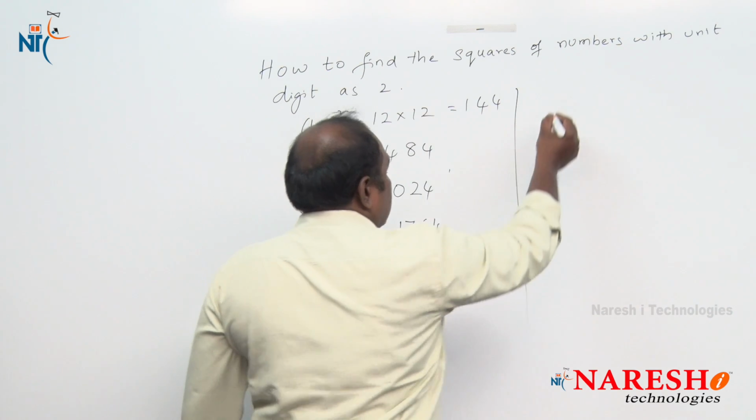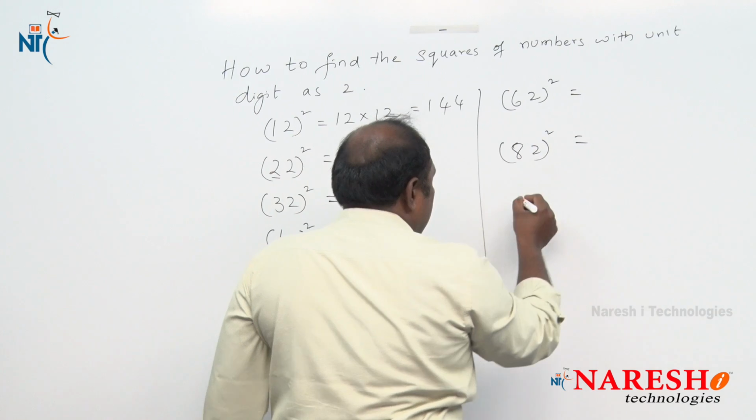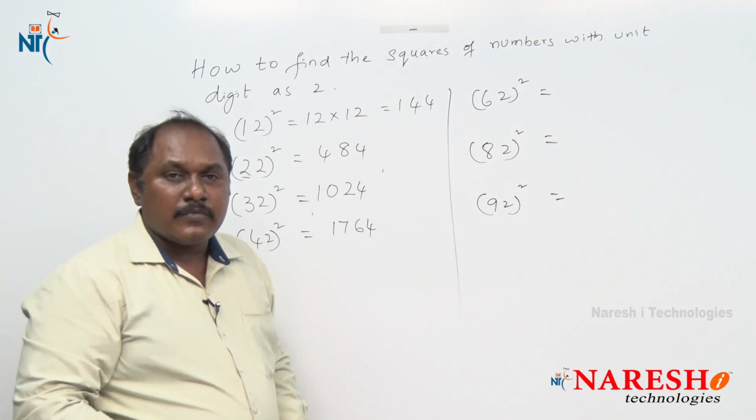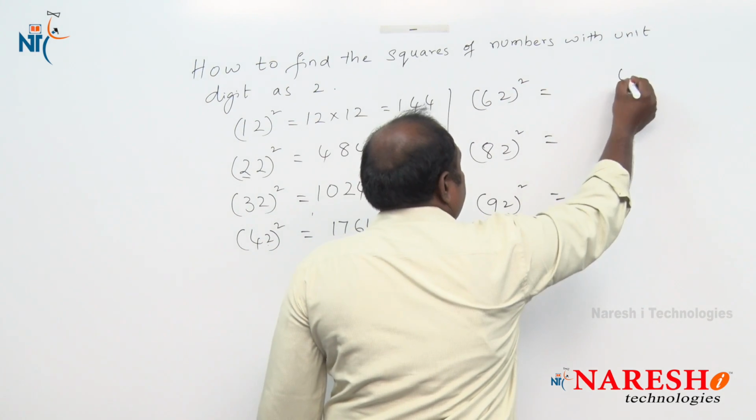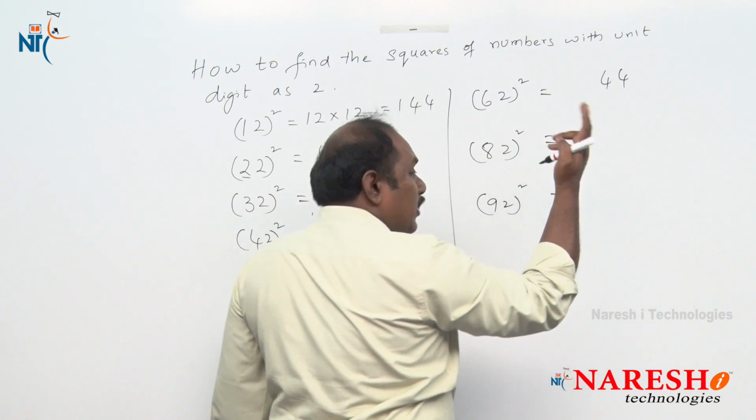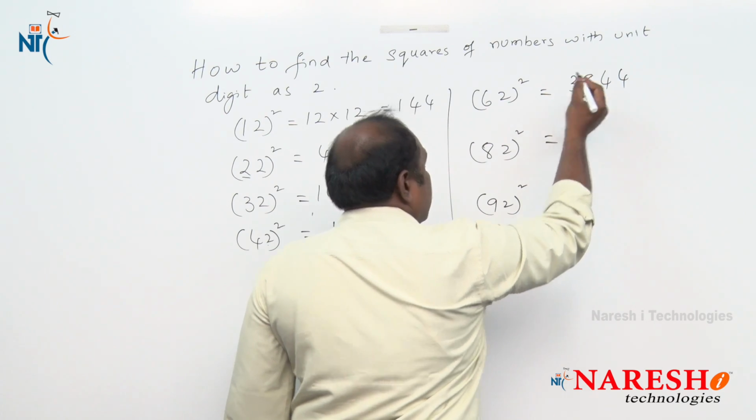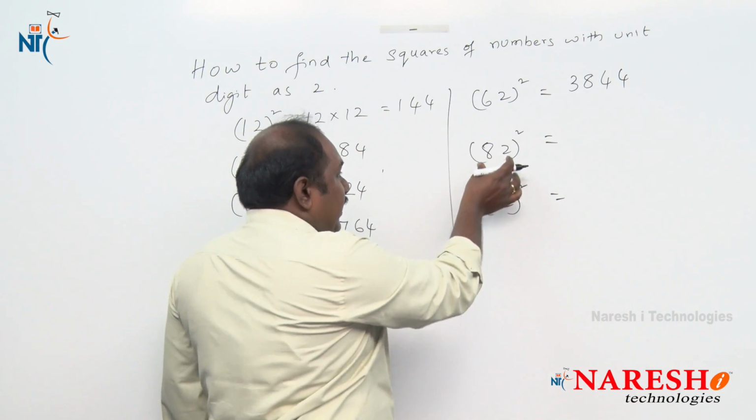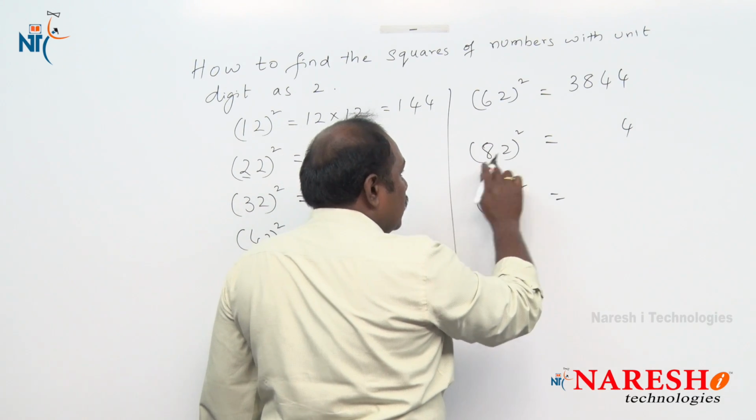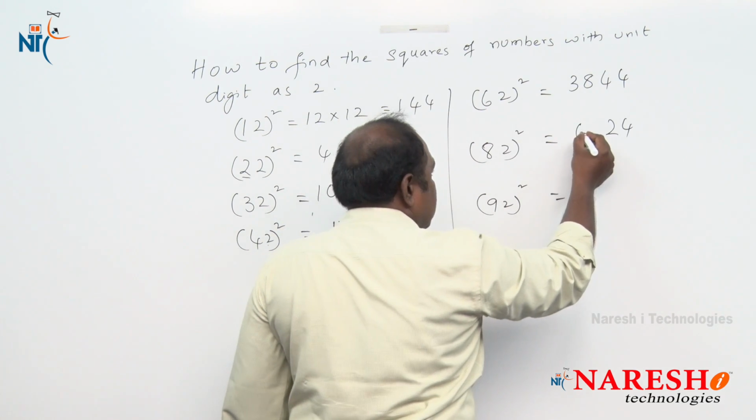Some examples: 62 square, 82 square, 92 square, and so on. Now 62 square, 2 square is 4, 6 into 4 is 24, 4 and a 2 carry. 6 square is 36 plus 2, 38. So 3844. 82 square, 2 square is 4, 8 into 4 is 32, 2 and a 3 carry. 8 square is 64 plus 3, 67.